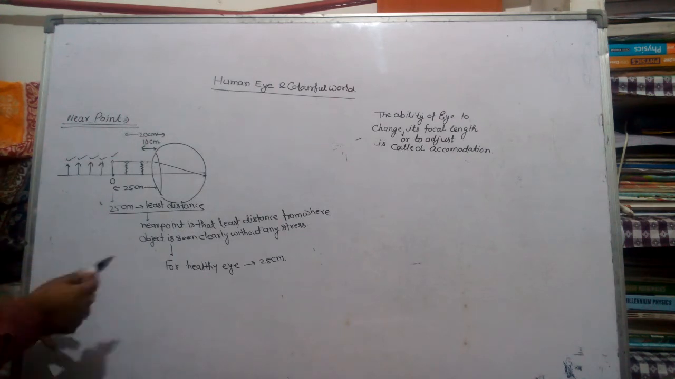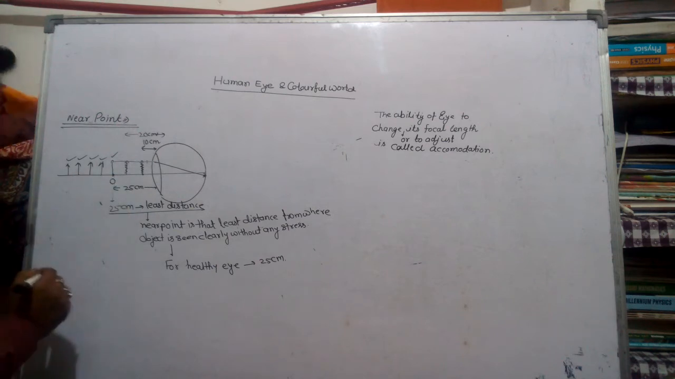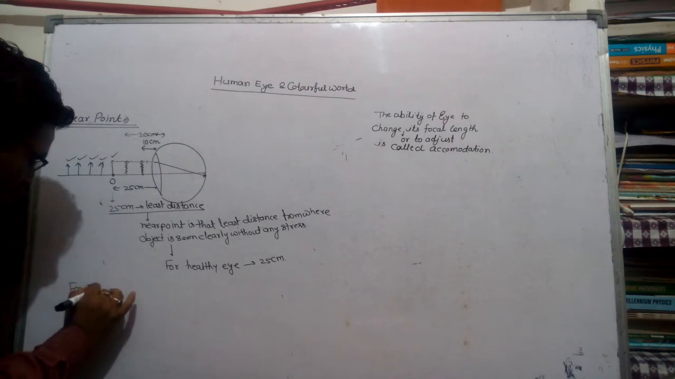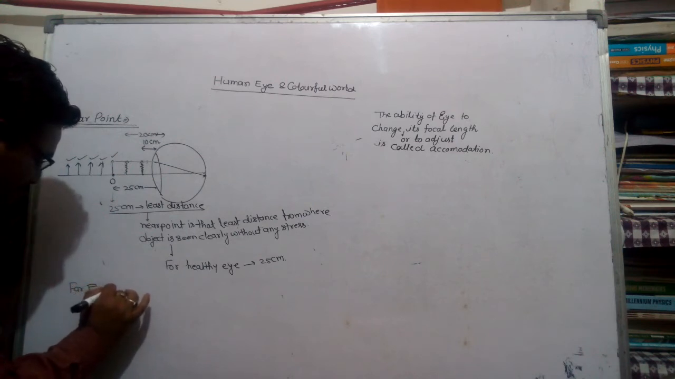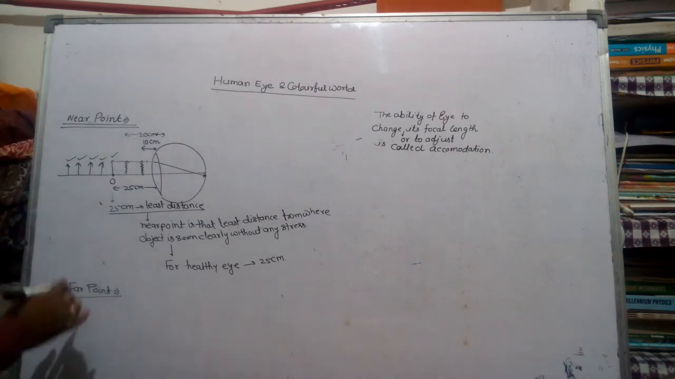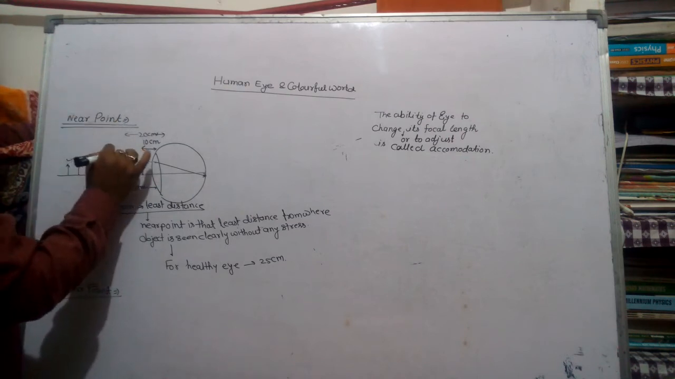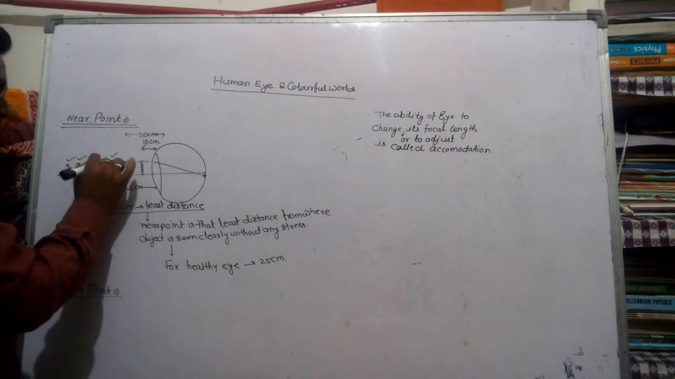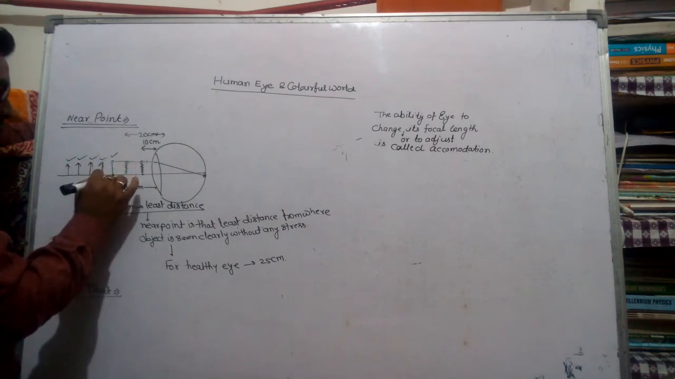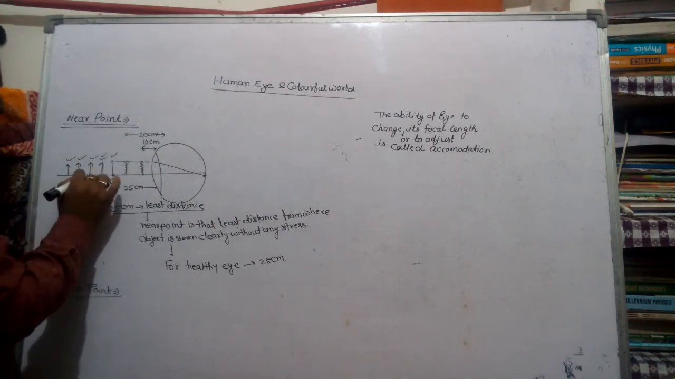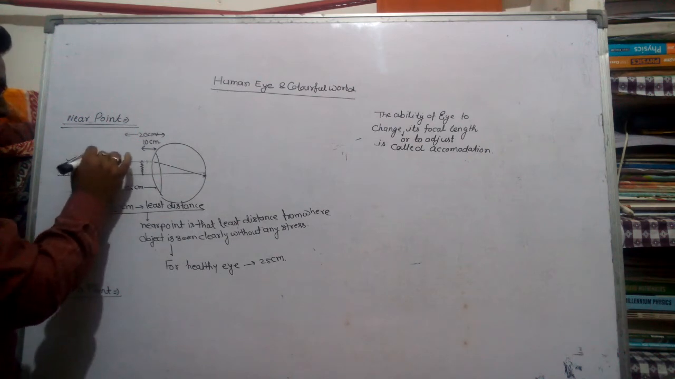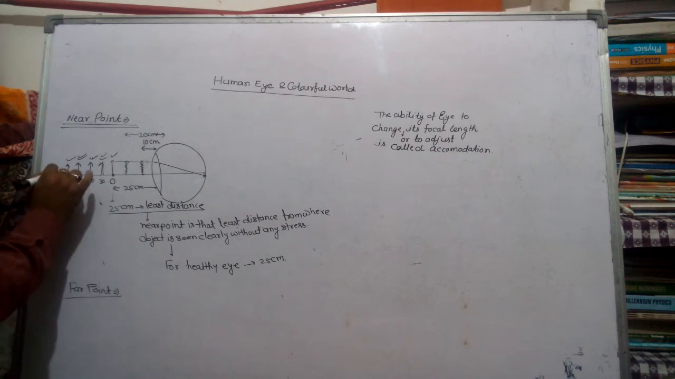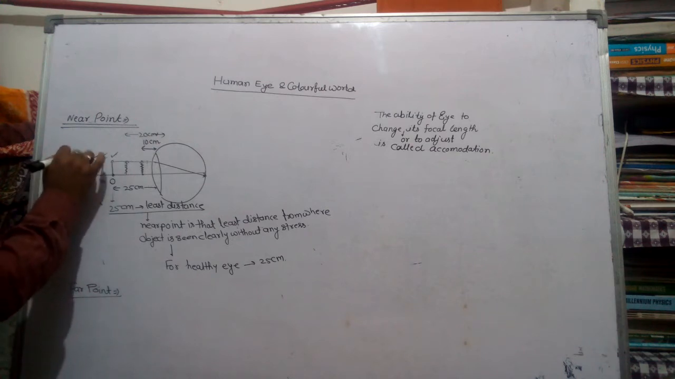Now the next topic, far point. The next point is far point. What is far point? Look at this. Beta, from 25 centimeter the object is seen clearly. Now at this distance of 30 centimeter, clearly seen. 40 centimeter, clearly seen. 60 centimeter, clearly seen. 80 centimeter, clearly seen.